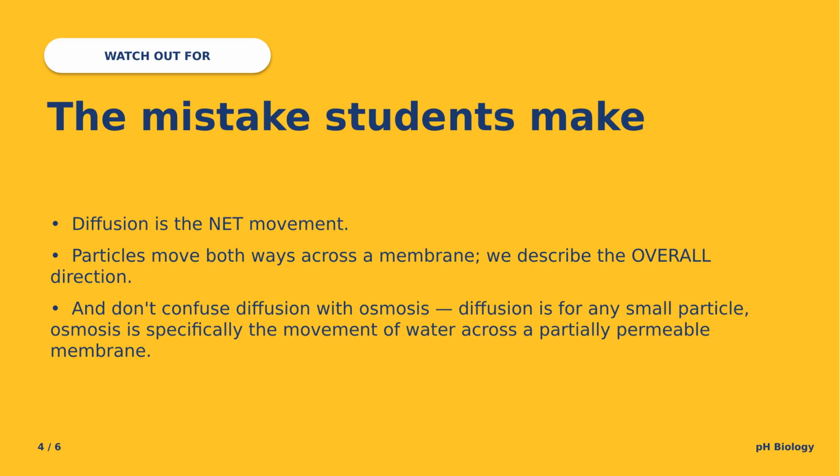Common slip. Diffusion is the net movement. Particles move both ways across a membrane. We describe the overall direction. And don't confuse diffusion with osmosis. Diffusion is for any small particle. Osmosis is specifically the movement of water across a partially permeable membrane.